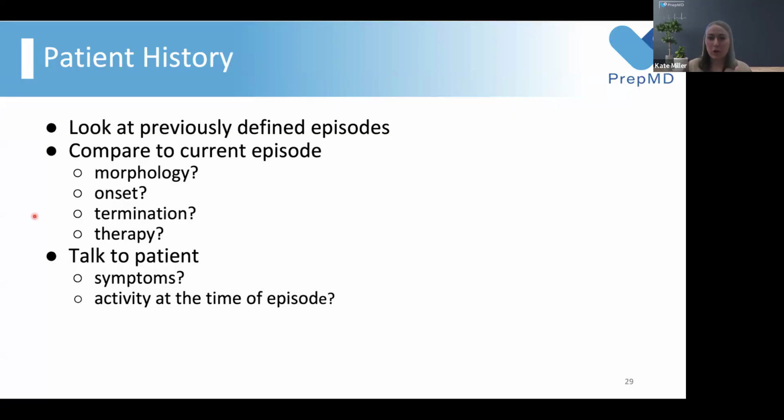And finally, we just talked to the patient and we were like, okay, last Sunday night, what were you doing? And sure enough, it was a season ticket holder for the Patriots, and he was at the Patriots game, and he was getting really excited. And it was just a sinus tachycardia. So, you know, again, important to talk to the patient.